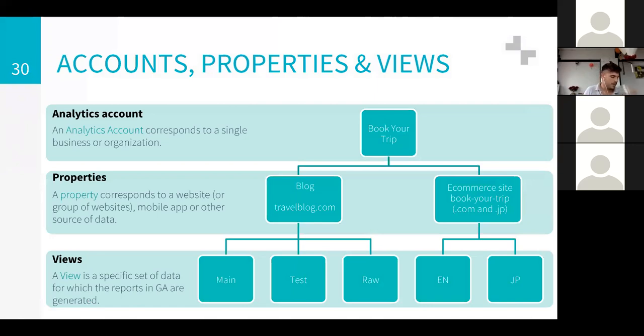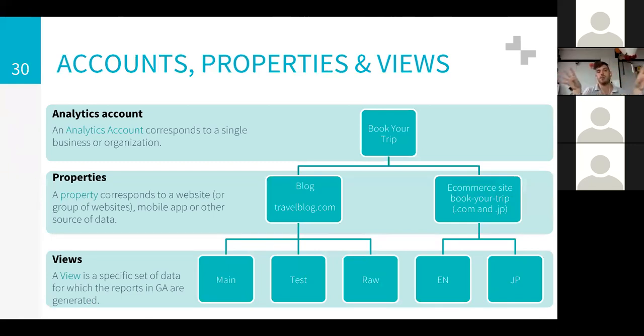From a configuration architecture point of view, you have 3 different levels in analytics. The first one is your account. Usually you have an account per business or organization, and then you have what we call properties. Properties correspond to a website or group of websites, or a mobile app, or any source of data. So in that example, I have 2 properties. One is my travel blog, and the other one is my e-commerce site.